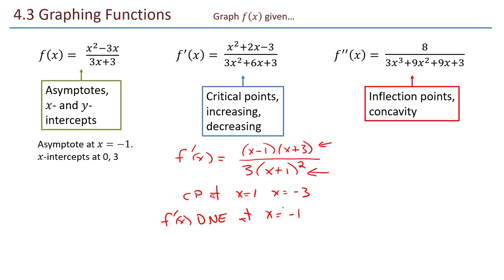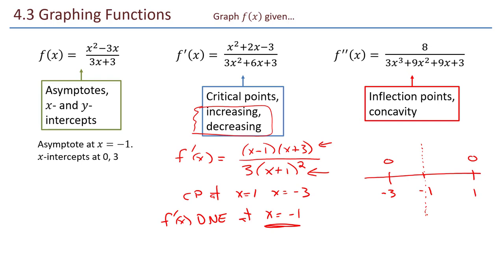So those are the points I need to test around in order to figure out where my function is increasing or decreasing. So let's make a little sign chart. I'll do that off to the right. I'll identify the critical points, so -3, +1, and -1 is also of interest. At -3, the first derivative is 0. At 1, the first derivative is 0. At -1, the first derivative doesn't exist. I'll just make a little dashed line there.